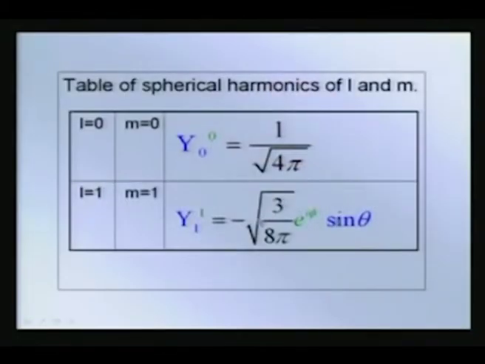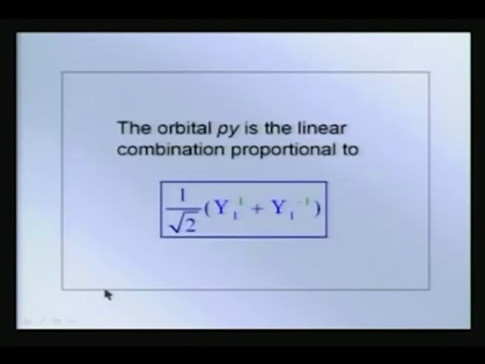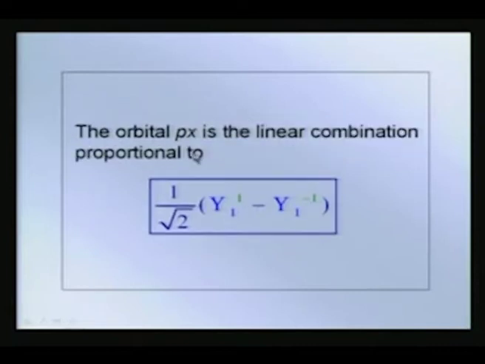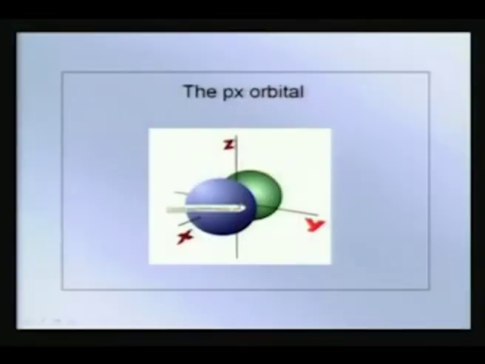Having kept this in mind, namely y11 is that, and y10 is cos theta, this is like the pz, and this is e to the minus i phi sin theta and so on. I have just now said that the linear combination y11 plus y1 minus 1 gives you something like py, y11 minus y1 minus 1 gives you something like px, and let us look at the final form. In this lecture I will also show you how to get the final form from the mathematical functions. So this is the px orbital as we have here.